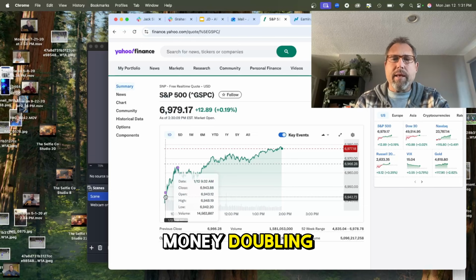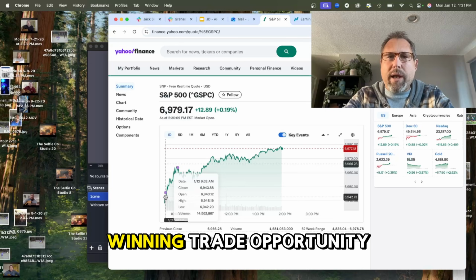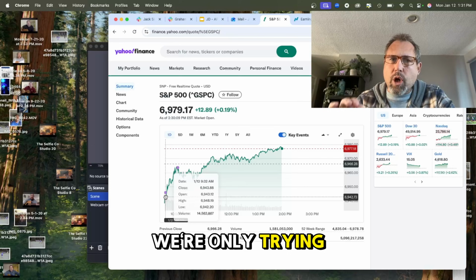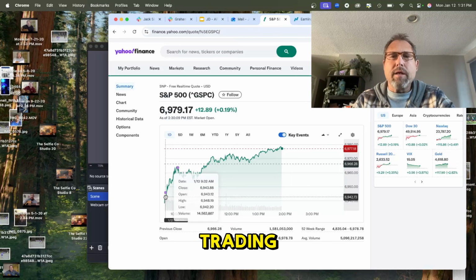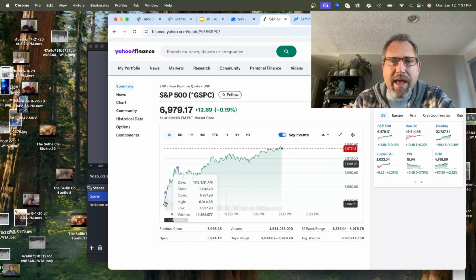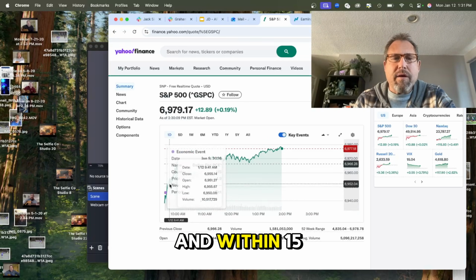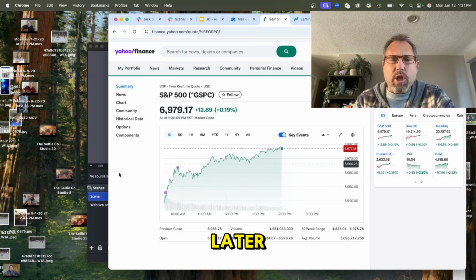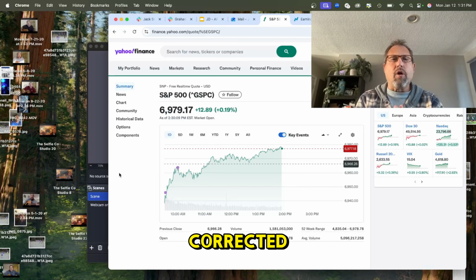This was a money doubling or more. This was a 75% to 85% winning trade opportunity. And this is why we do what we do, okay? We're only trying to hit 10% on average each and every day that we're trading, some 200 trades in a given year. When you have a setup like this, you have to hammer it. The market opened down 50 basis points, and within 15 minutes, we were 25 basis points lower. About 30 minutes later, we got very close to the flat line, and the arbitrage corrected.